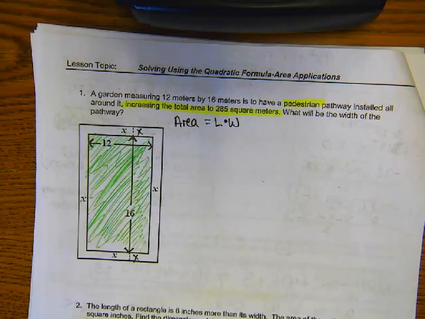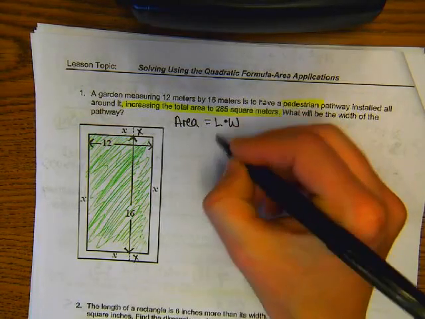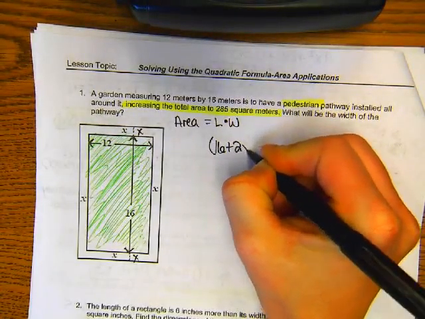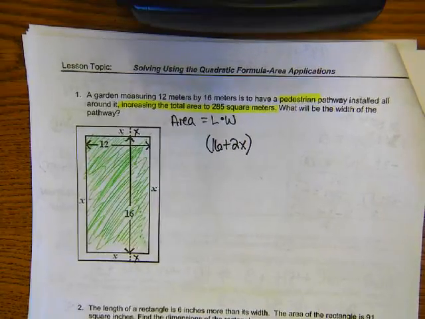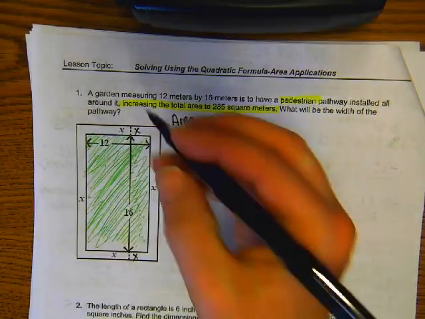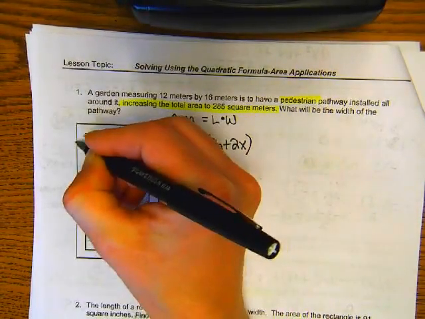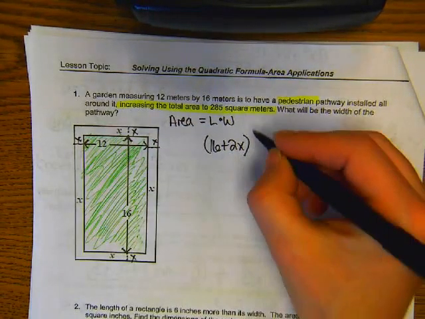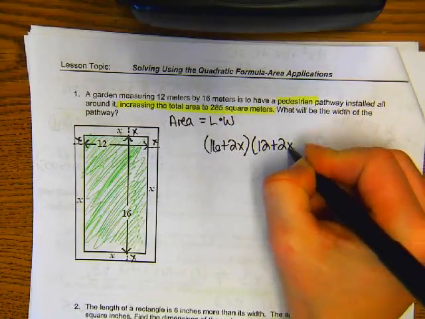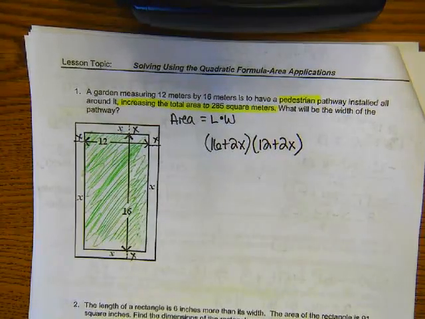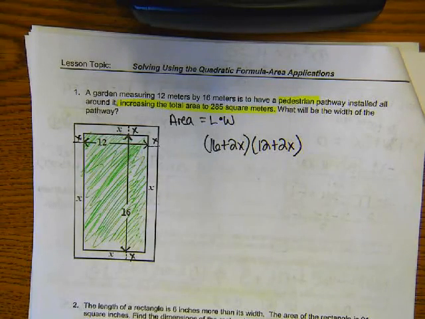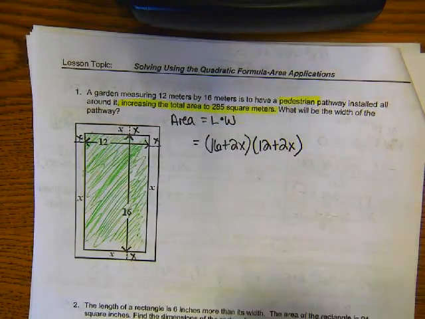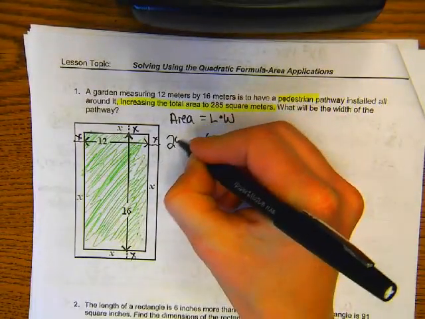16, I'm adding, right? Plus 2x. Okay, the old width was 12, and once again, if I add x onto both sides, it would be 12 plus 2x. Are we told what the new area is? Did yours say 86? 85.